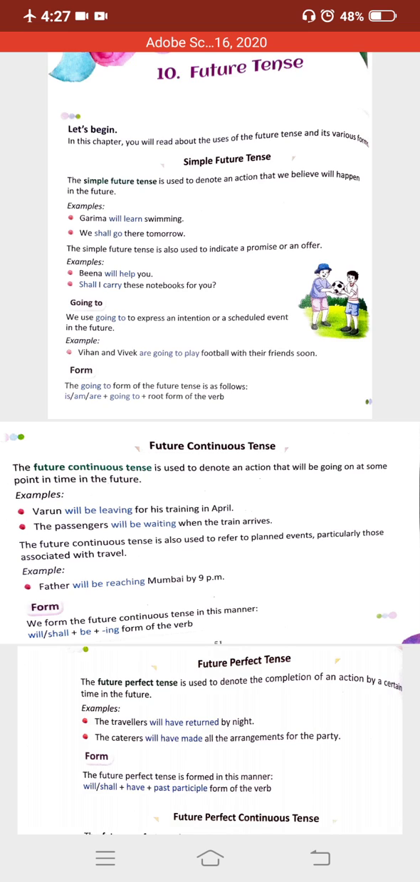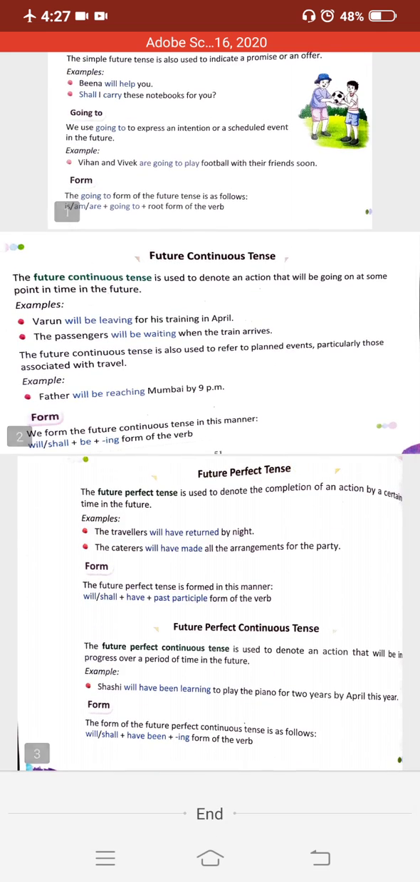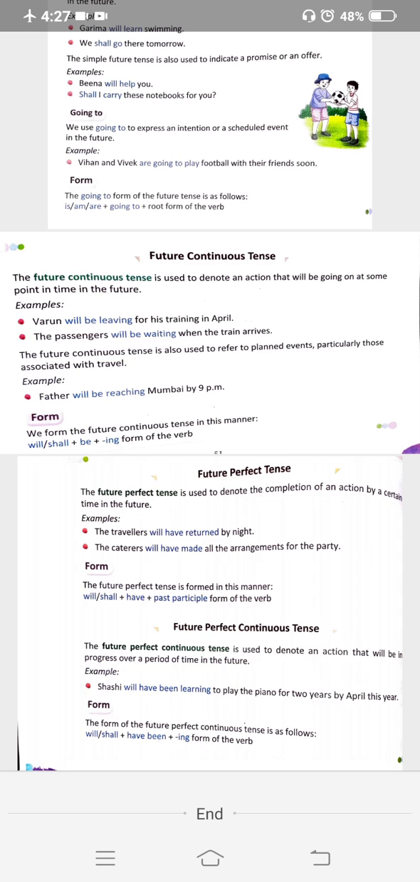Next we have the future continuous tense. As we have already completed the present continuous and past continuous tenses, now we have the future continuous tense that shows the continuity of some action, but now we are talking about the future. The future continuous tense is used to denote an action that will be going on at some point in time in the future. For example, Varun will be leaving for his training in April.